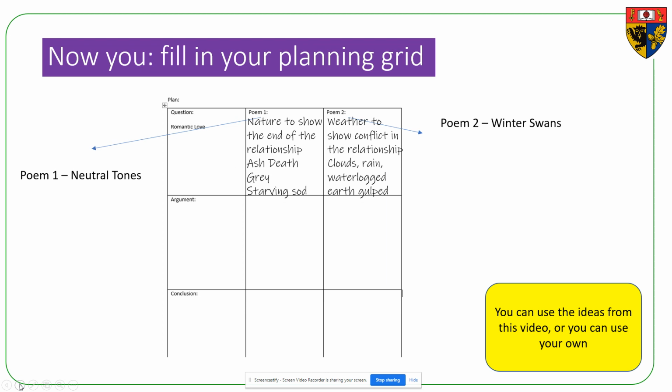So what you should have then is your planning grid. It should look something like this. Sorry, I really apologize, guys. That should not say romantic love on the left. That should obviously say nature. So make sure you've got nature written in there.